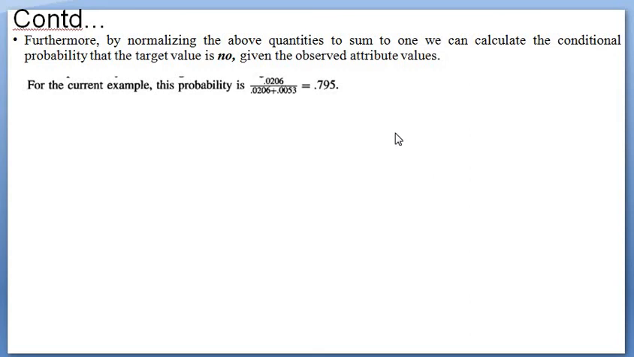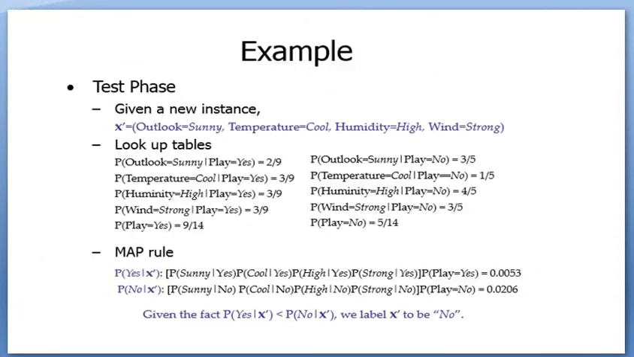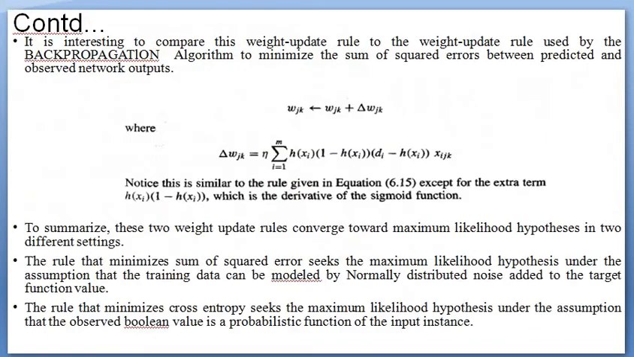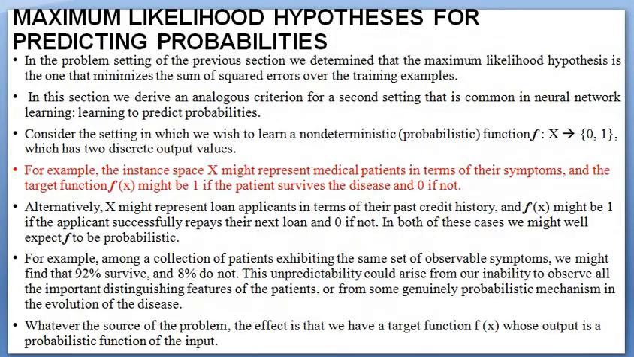So like this you can cross-verify whether the answer is correct or not. Add the conditional probability of yes as well as the conditional probability of no, and if the addition gives the result as 1, then your answer is correct. Otherwise you have made some mistakes. So this is about the Naive Bayesian classifier, as well as the maximum likelihood hypothesis for predicting probabilities when the probability values are given.